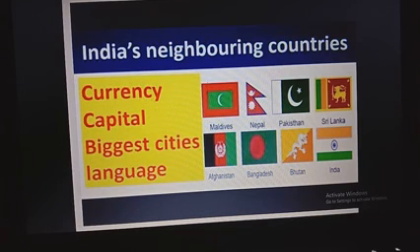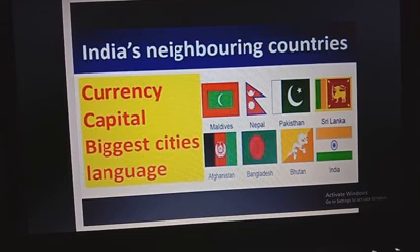Then Afghanistan shares a border with the state of Jammu and Kashmir. Then China. China shares its border with Jammu and Kashmir, Himachal Pradesh, Uttarakhand, Sikkim and Arunachal Pradesh. Then Nepal. Nepal shares its border with the Indian states of Sikkim, West Bengal, Bihar and Uttar Pradesh. Next one is Bhutan. Bhutan shares its border with which states? Arunachal Pradesh, then Assam, then Sikkim and West Bengal.